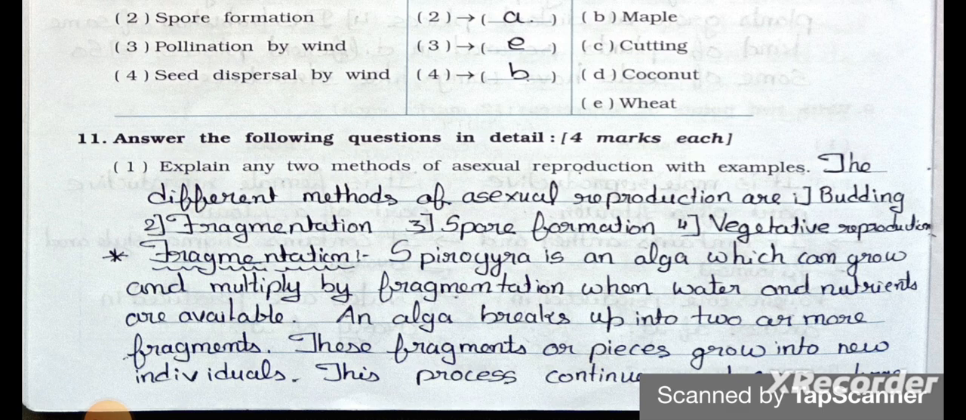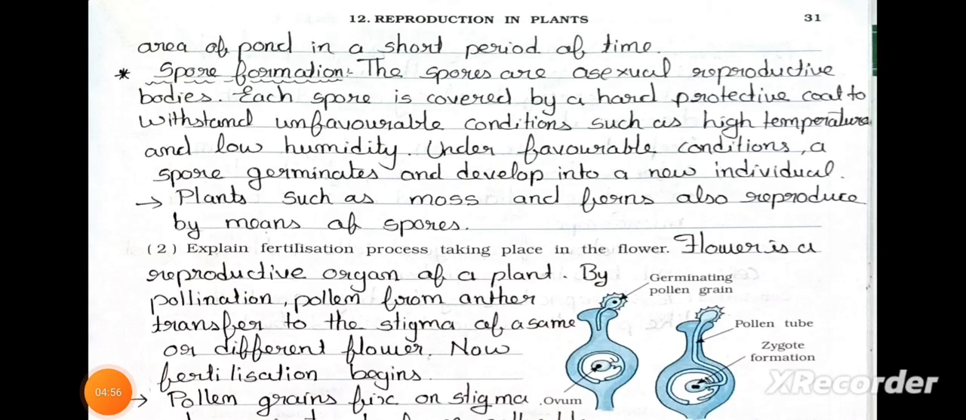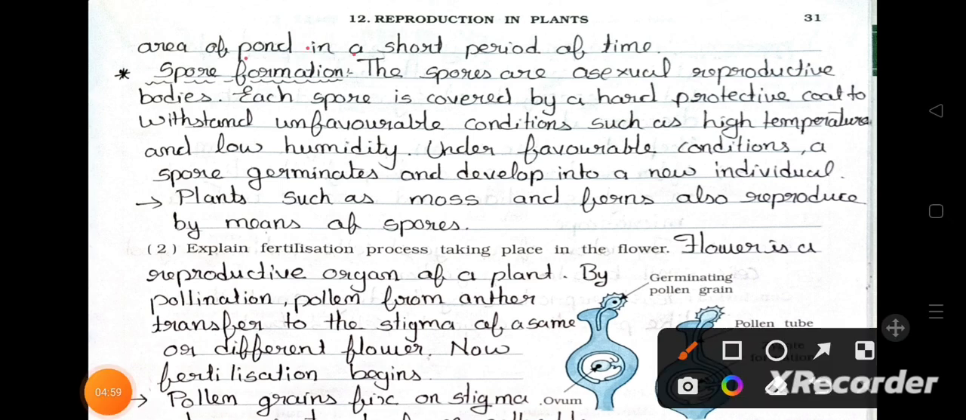An alga breaks up into 2 or more fragments. These fragments or pieces grow into new individuals. This process continues and covers a large area of a pond in a short period of time. Second one, spore formation. The spores are asexual reproductive bodies. Each spore is covered by a hard protective coat to withstand unfavorable conditions such as higher temperature and low humidity. Under favorable conditions, a spore germinates and develops into a new individual. Plants such as moss and ferns also reproduce by means of spores.